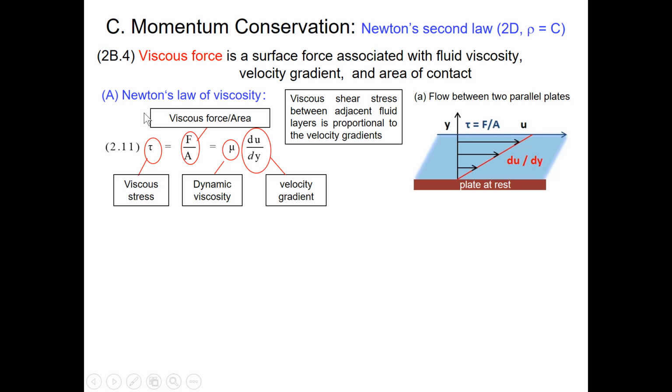1. Newton's law of viscosity states that the viscous shear stress tau, which is the viscous force per unit area, is proportional to the velocity gradient. The ratio between the viscous stress and the velocity gradient is viscosity mu. If mu is constant, the fluid is called a Newtonian fluid.